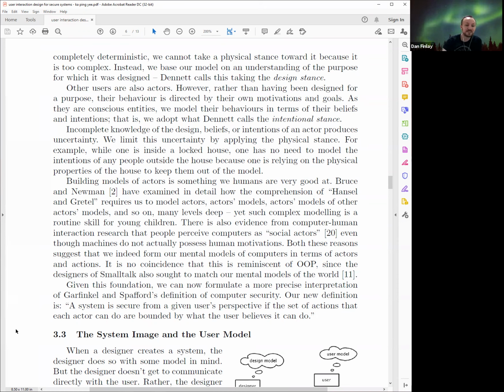Our new definition is: a system is secure from a given user's perspective if the set of actions that each actor can do are bounded by what the user believes it can do. Now, I'd say it's an extension of the earlier one. I don't think it's a violation of it, right? Because it's still saying the system's behavior is within the user's expectations, but now we're saying the user is modeling multiple actors within the computer's system. So we're talking about the computer as a multi-entity environment.